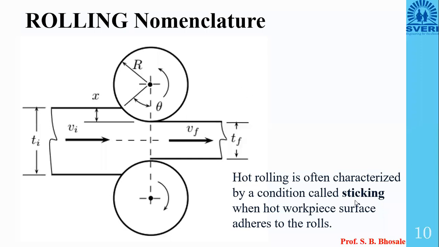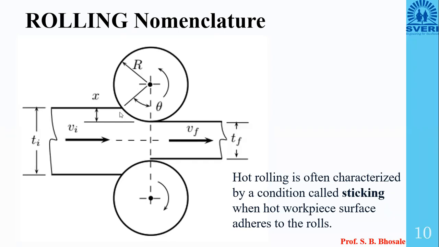So what is happening in this particular rolling? The material is hot, so it is going to stick to the roller. If the material sticks to the roller, what happens? It will not move forward. So to avoid that sticking, we have to use a non-sticky spray between this metal and the roller surface.